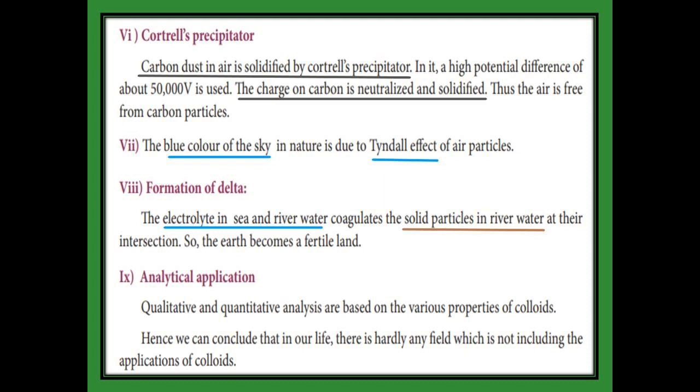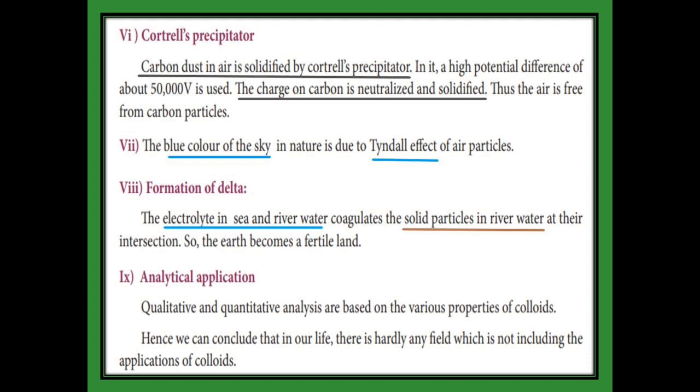The next one, blue color of the sky. There are so many colors, but the sky only has the blue color because of the Tyndall effect of air particles. What is the Tyndall effect? The colloidal particles absorb the light and scatter it in all directions. The same way, from the sunlight, the air particles attract the light from the sun, and they also scatter one portion of the light. From the scattered light, we observe only the blue color. So because of this effect only, we see the sky as a blue color.